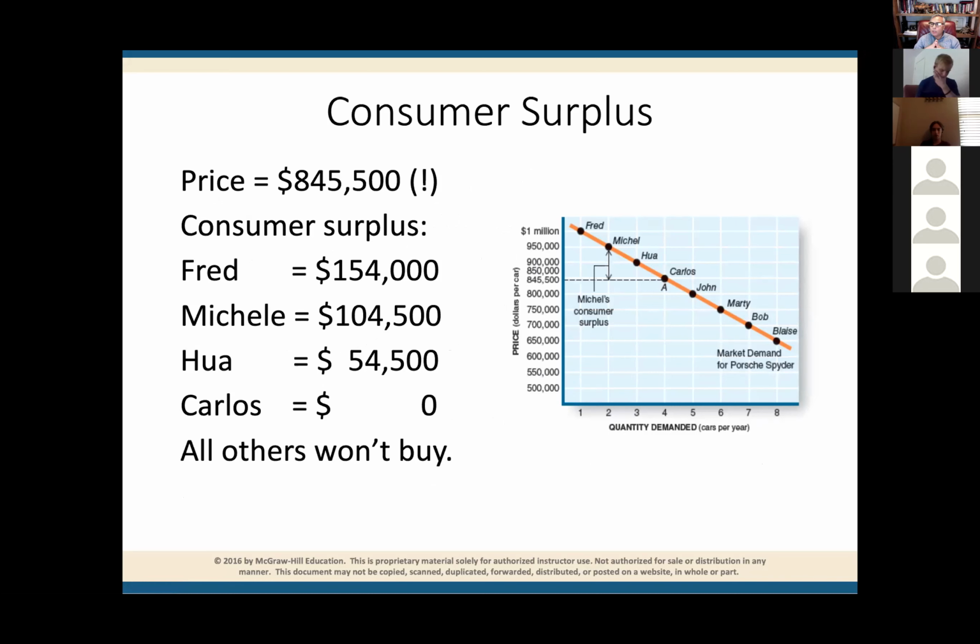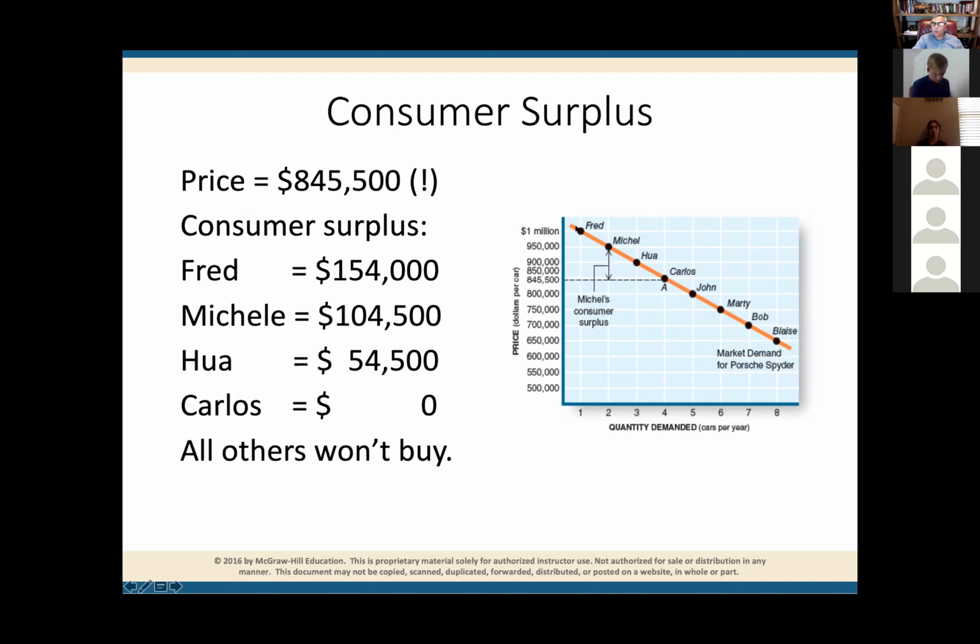Okay, look at this guy right here. Fred is willing to pay $1 million for this supercar. Michael is willing to pay $950,000, John is willing to pay $900,000, and Carlos is $845,000. So now let's assume that for some reason the car ends up selling at $845,000. The dealership introduced the car at $845,000. So as you can see, Carlos was able to buy the car exactly at the price he was willing to pay. Another buyer is not going to be able to buy this car because he was only willing to pay $800,000 and the price was $845,500.